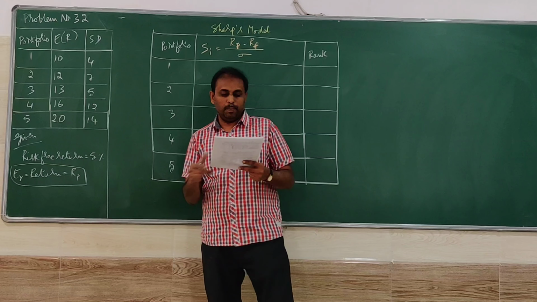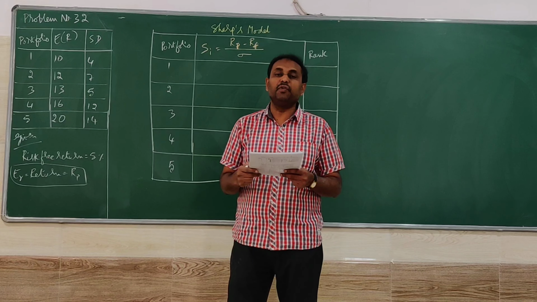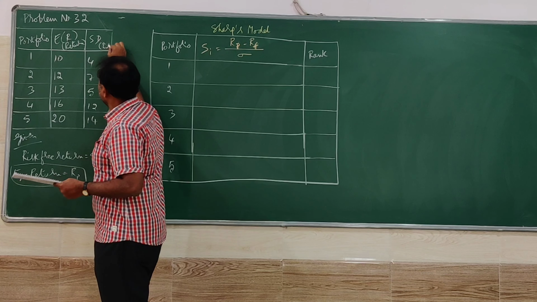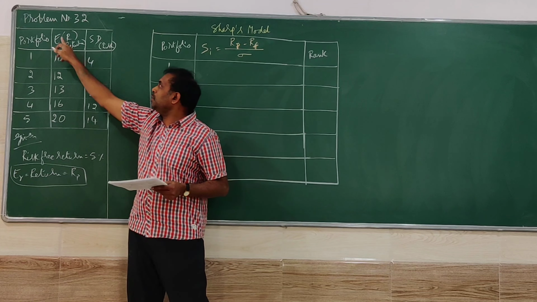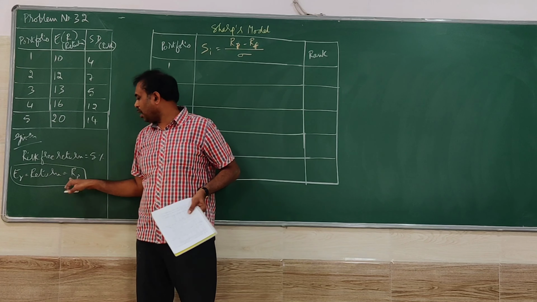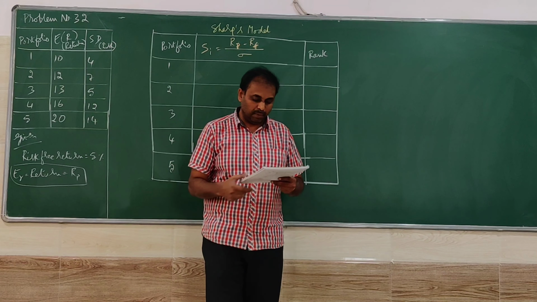Problem number 32. The following table provides information regarding the portfolio return and the risk. So portfolio return is there and the risk is there. So this we can call it as return. This we can call it as risk. Risk is expressed in standard deviation. Return of portfolio we can express in different terms as ER, or we can call it as RP, or that is return. That's what is given in the problem.